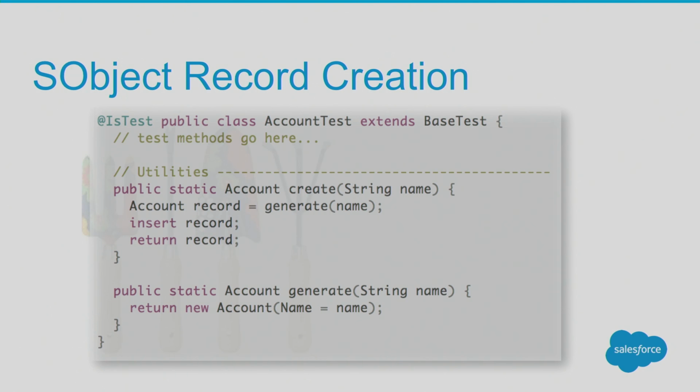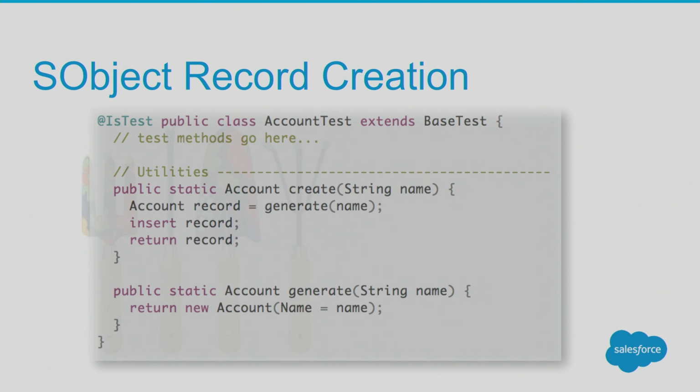The problem with that is, as you all know, if a required field is added to account or a validation rule is changed, then suddenly all of your unit tests break, right? And you have to go through 30 different files to patch it up. If you put your account creation code in one place, in one public test class, then all your other test classes can call that one anytime they need to generate an account, insert an account.